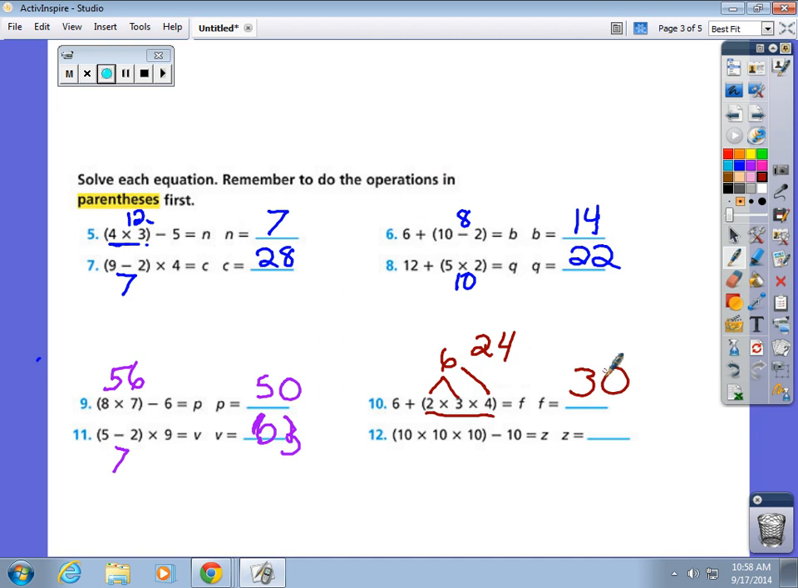Number 12. Alright, 3 tens here. Let's do 2 tens first. 10 times 10 is 100, 2 zeros. This 100 and this 10 has 100 times 10, 1, 2, 3 zeros, so that makes 1,000. But we're not done because we still have this minus 10 over here. 1,000 minus 10, Z equals 990.